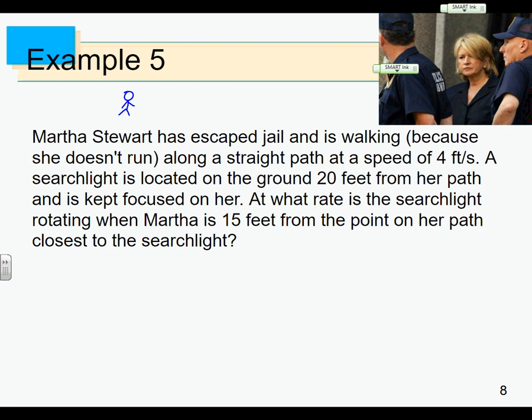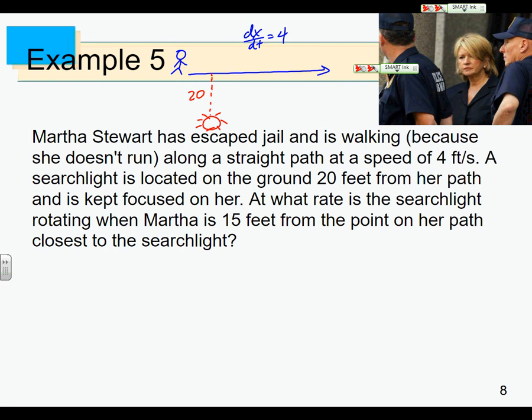I need to move her up a little bit. So let's put Martha up here. Here's Martha. She's walking this way. And her speed, I'm going to call that dx over dt, is going to be 4 feet per second. Now, there's a searchlight that is located on the ground that's 20 feet from her path. My searchlight looks a lot like a sun, but it'll be okay. That searchlight is 20 feet from the path that she is walking on.